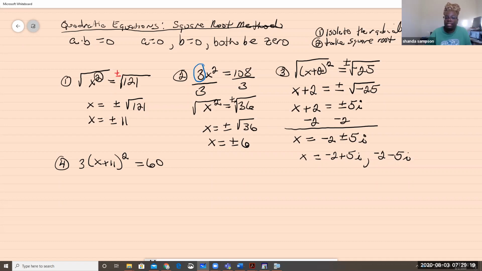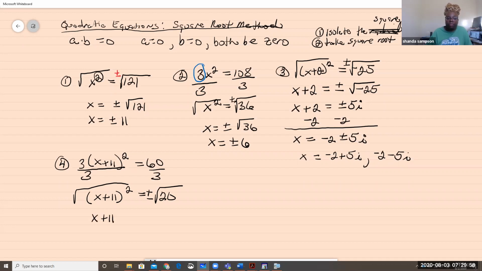Again, your question is, is this isolated? And I should say isolate the square, not the radical, all right? Is this isolated? No, this is not isolated because you need to divide by 3 to get it isolated. Now you have x plus 11 squared is equal to 60 over 3, which is 20. Okay, you keep going. Take the square root of this side. Take the square root of this side. This time I left enough space to add the plus or minus there. You wind up with x plus 11 is equal to plus or minus the square root of 20.